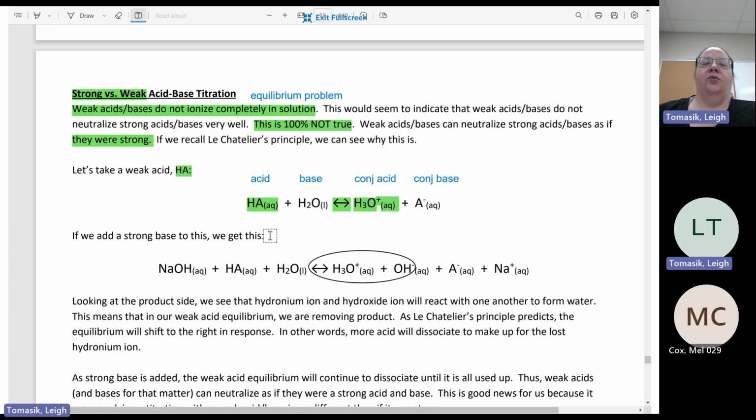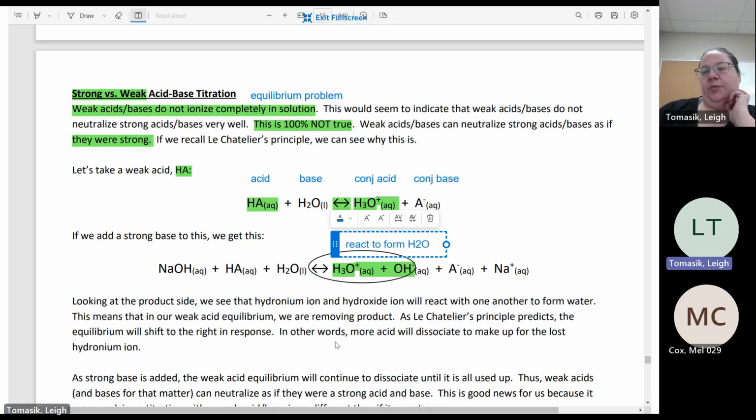Okay, so this won't happen all the way. You can see the equilibrium arrow. Something is going to stop it from ionizing completely. But then what's going to happen is if we add a base, we can look down here as to what happens. When we have a base, the H3O plus and the OH minus will react to form water.